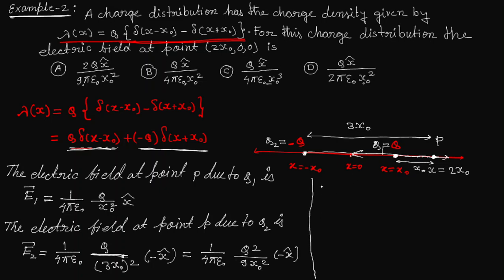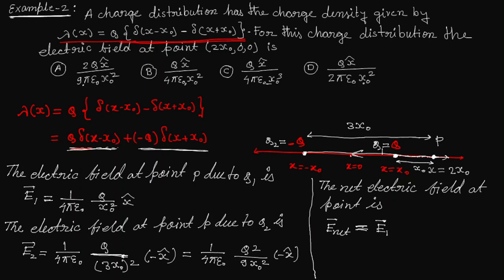Now if we want to calculate the net electric field at point P, what will be that net electric field? E net. According to the superposition principle, if we want to calculate the net electric field, then we have to take the vector sum of E1 and E2. You know the value of E1, we know the value of E2. Then you put it here and simplify. 1 by 4 pi epsilon naught will be common, and q square by x naught will also be common, and then it will be 1 and minus 1 by 9. So it will be 8 by 9.